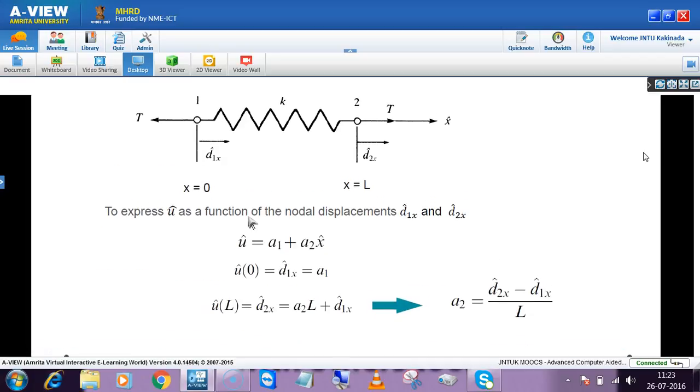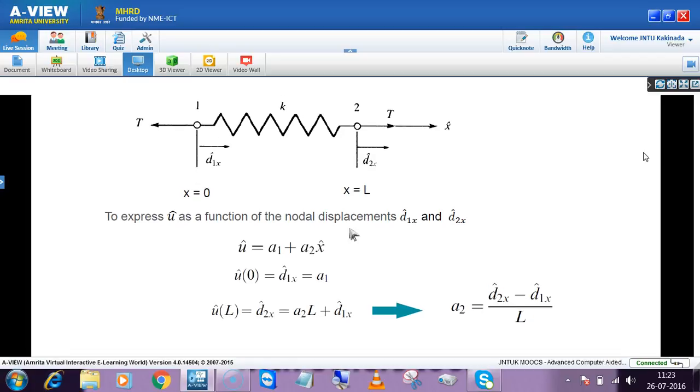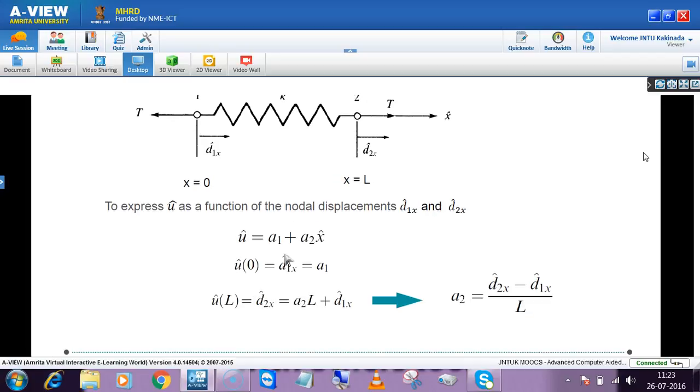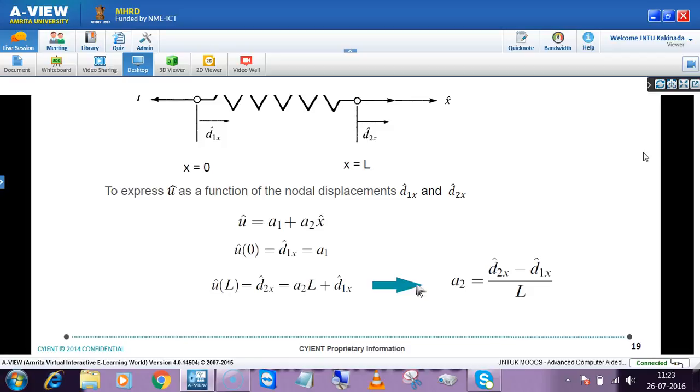Now coming to applying the constraints. What are the known values? At x equals 0, we have d1x displacement. At x equals L, we have d2x displacement. So if you put those into the equations, at x equals 0 we have a1 is nothing but d1x. At x equals L, we can calculate a2 as d2x minus d1x divided by L.